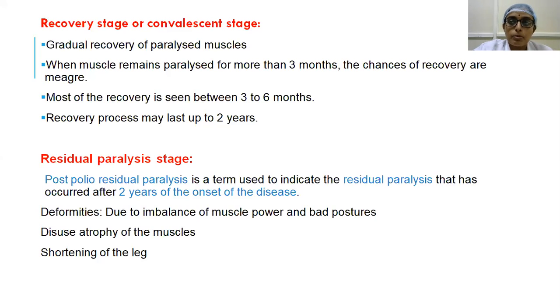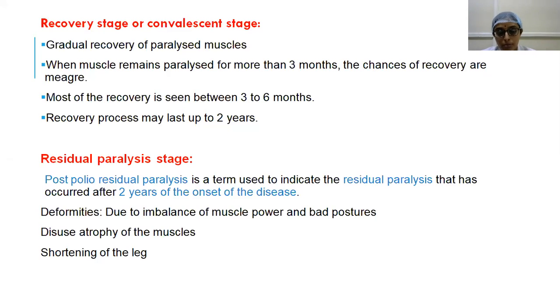And coming to the residual paralysis stage, it is the term used to indicate the muscles which have not regained their function after 2 years of onset of the disease. So that is the post-polio residual paralysis. Even after 2 years of onset of the disease, whichever group of muscles are paralyzed, that status is called residual paralysis stage. So at this stage, what are the challenges which we face?